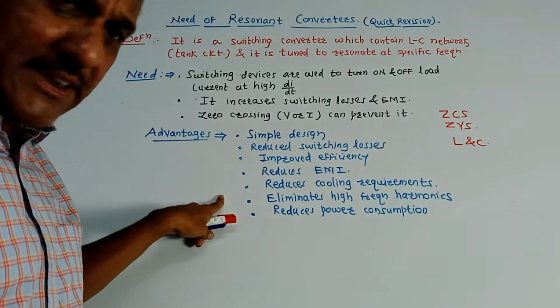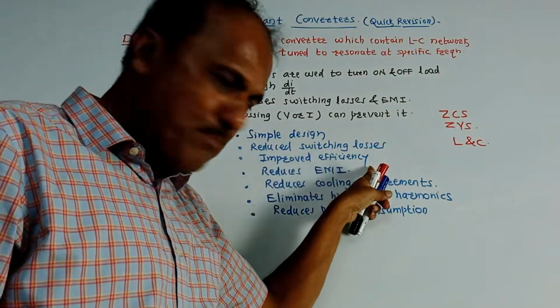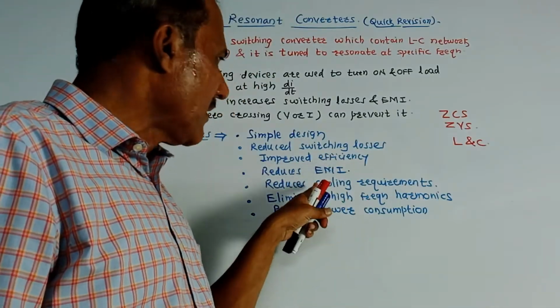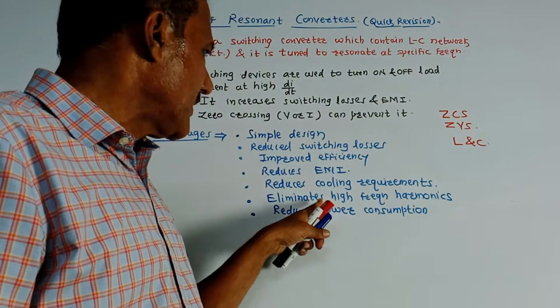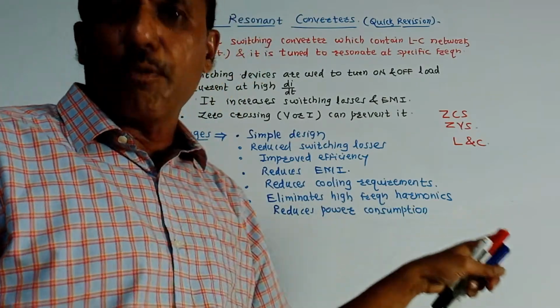Now, what are its advantages? Designing is simple. Switching losses are reduced, efficiency is improved, then it reduces electromagnetic interference, that is EMI. Cooling requirements are reduced, it eliminates high frequency harmonics, and it reduces the power consumption.